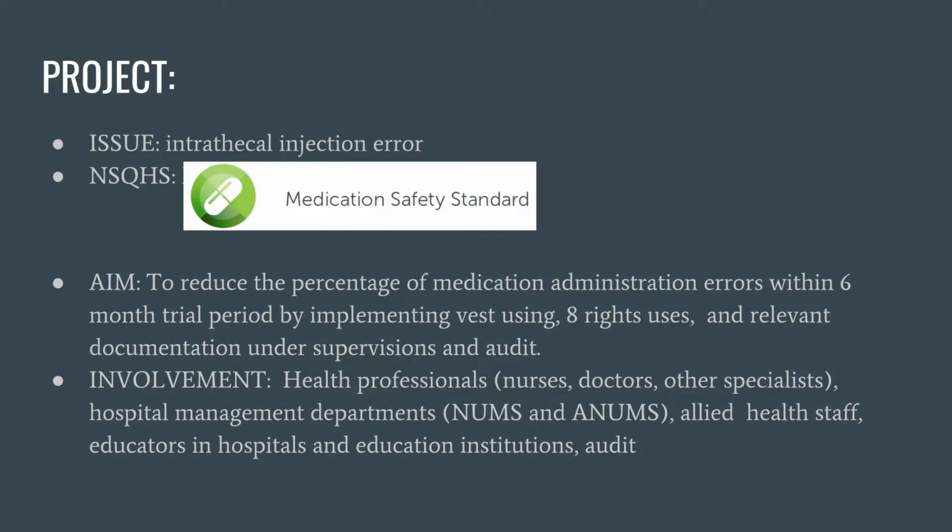Medication errors cannot be eliminated, so we aim to reduce the percentage of medication administration errors within a 6 month trial period by implementing the 8 rights and relevant documentation on supervision and audit. Health professionals, including nurses, doctors, other specialists, hospital management departments, including NUMs and ANUMs, allied health staff, educators in hospitals and education institutions, and audit should be involved in this project.